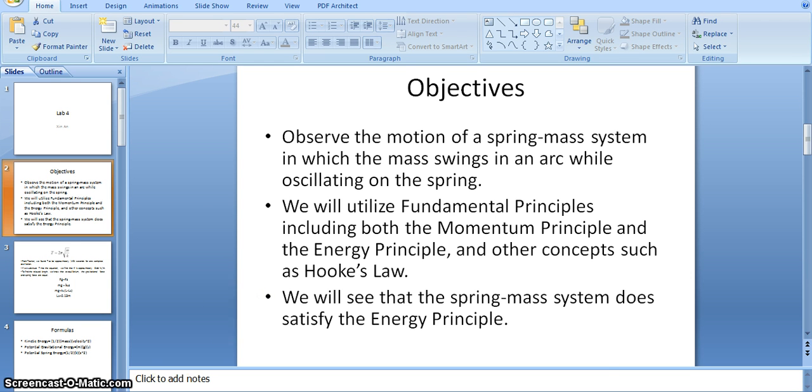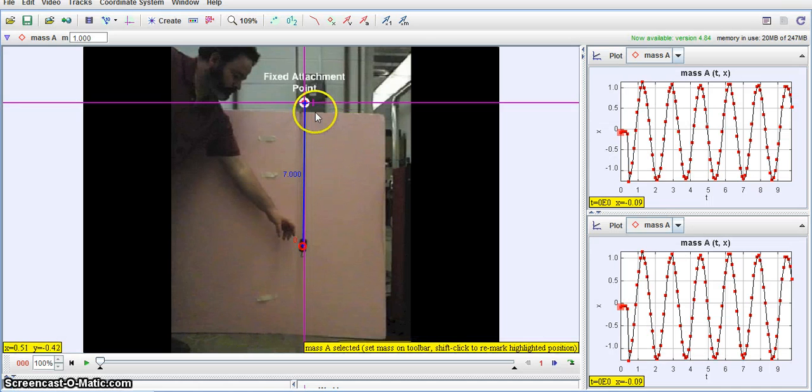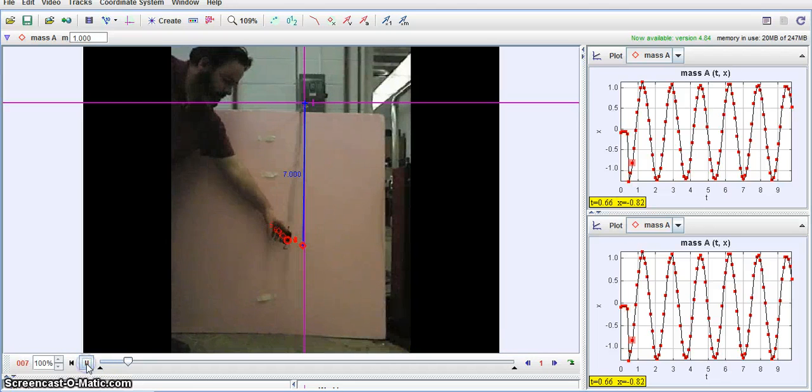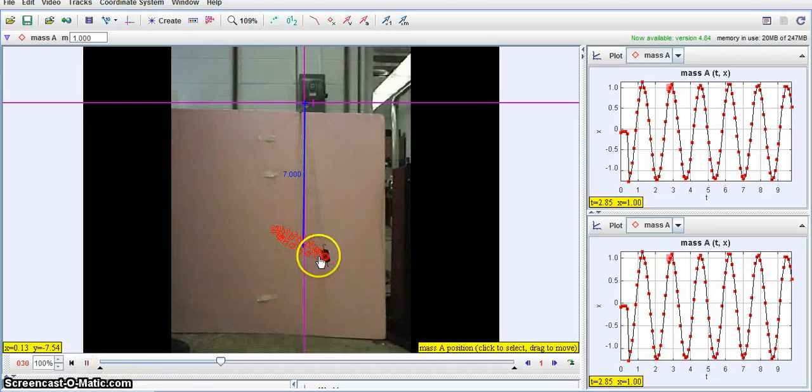So here, as you can see on Tracker, I set my axis to the fixed attachment point, and I set my calibration stick to 7 from the fixed attachment point to the mass. And if I play this video for you, you can see that the mass is oscillating in this circular motion, and it's being recorded here in these two graphs.